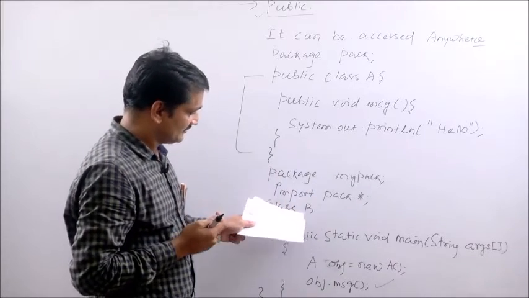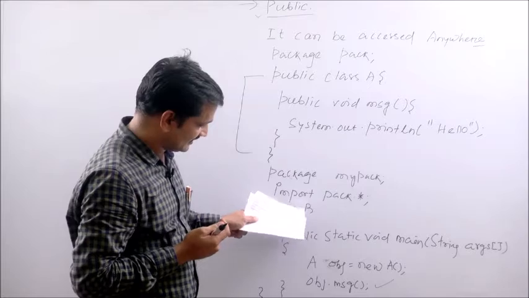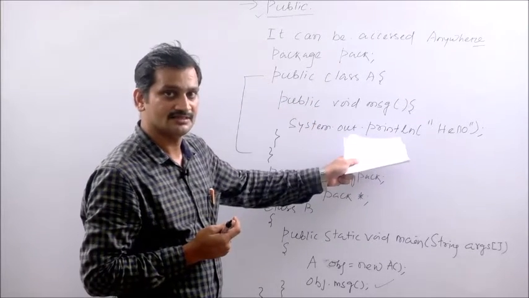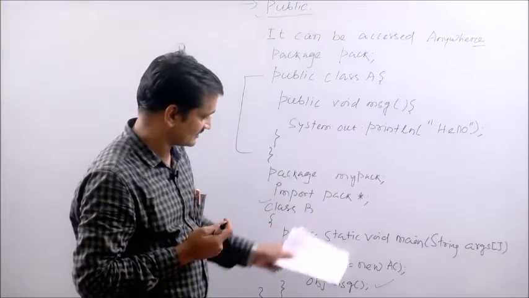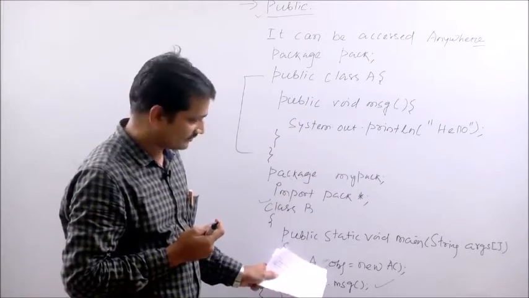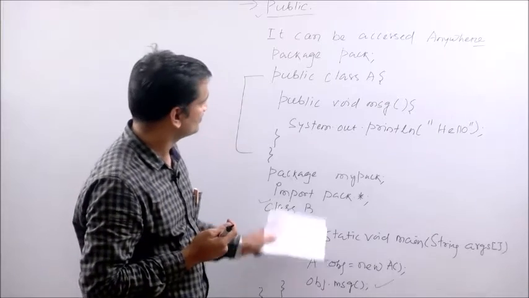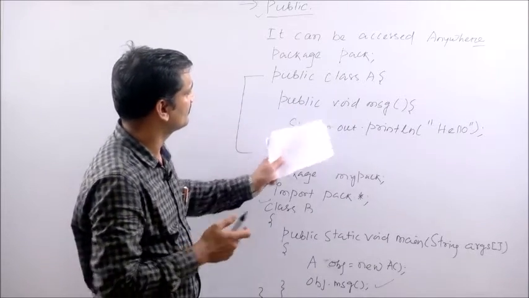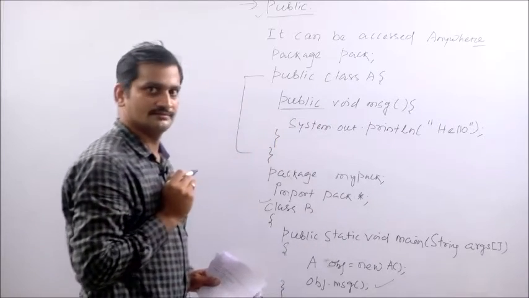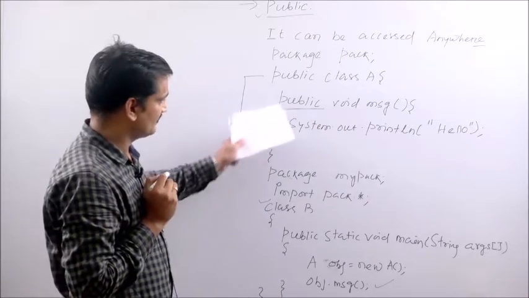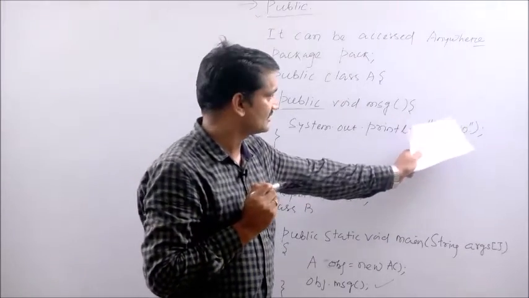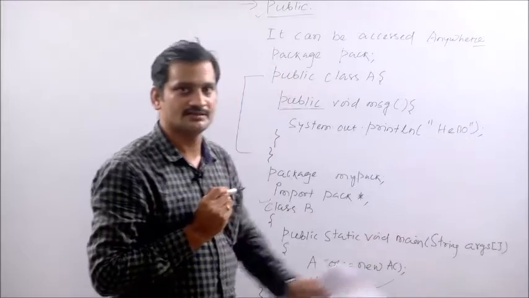But still inside class B, I am able to access the member of class A, that is the method MSG. How am I able to access the member of class A inside class B? Because that member I am accessing is declared as a public member. As you can see, it is declared with the access specifier public. That is why I am able to access it directly, and it is going to give you the message hello.